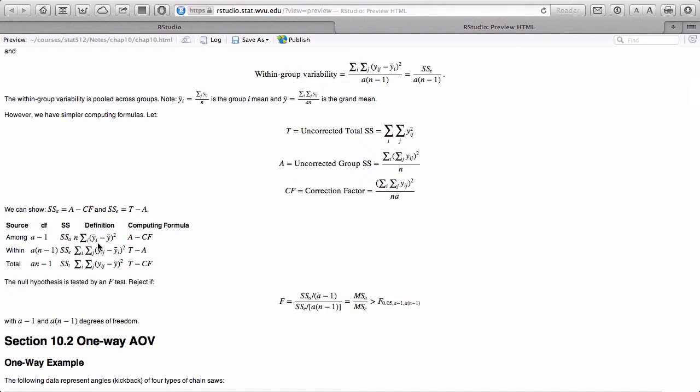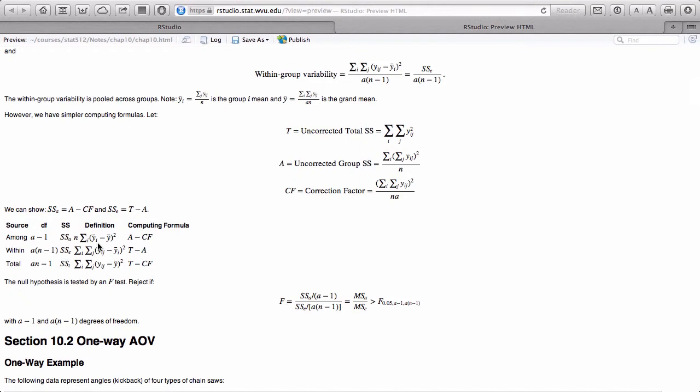So if there are differences in the means, and the y bar sub i's minus y bar are estimating those alpha sub i's, those effects, we're squaring those, and so if they're different, then that numerator will be bigger. Now, if they're different enough, that numerator will be big enough that we're going to reject.